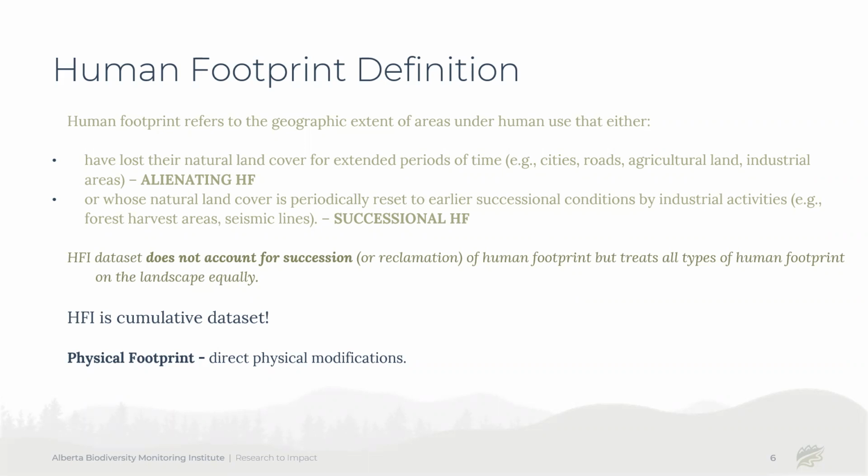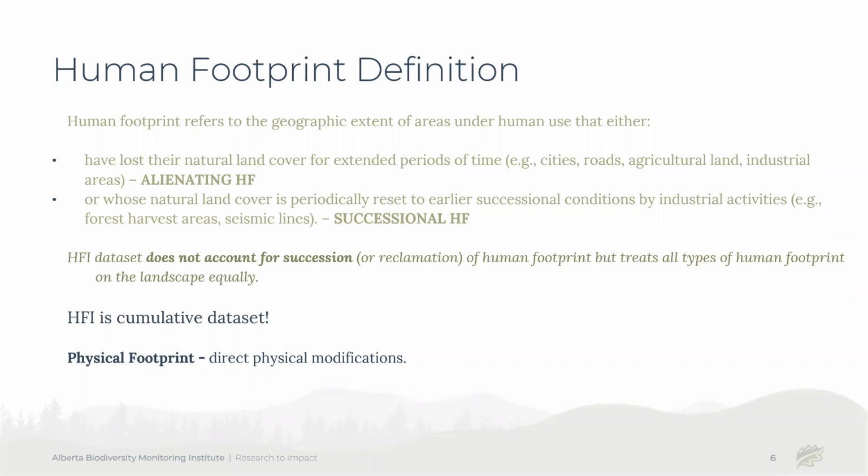Now, successional human footprint is a different category, and that's quite the opposite. It is human footprint that has been created for a very temporary, short-time modification. Forest harvest areas or seismic lines are quite good examples of that. And it is expected, and right now even required by regulations, that these types of human footprint are going to be converted back to close to a natural state through revegetation, replanting, or the reclamation process, back to the natural land cover.